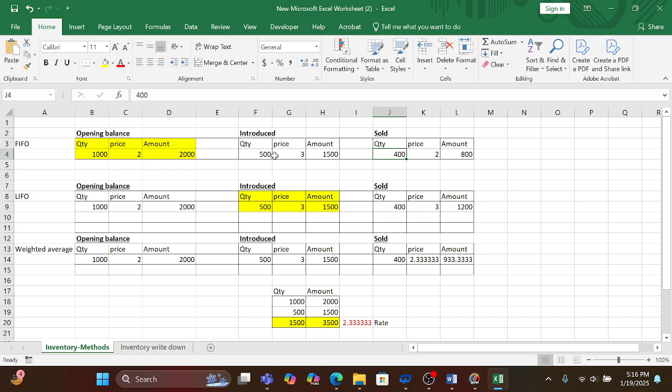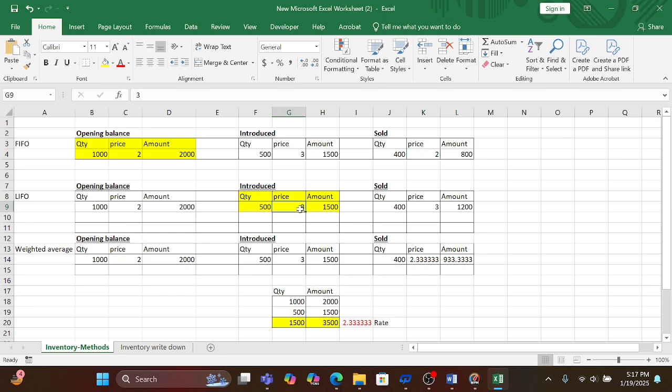The FIFO method tells us that we have to sell the first quantity, then the second quantity, that is the last quantity. So we will sell 400 units from the first balance, that was our opening balance, and the rate of that balance is $2. So our cost of goods sold will be $2 per unit, and our remaining balance will be $800 here, if you see. Whatever we are going to sell, we have to take from the first quantity.